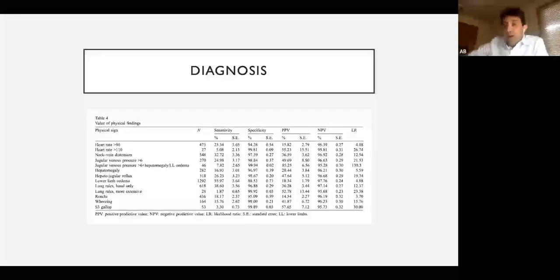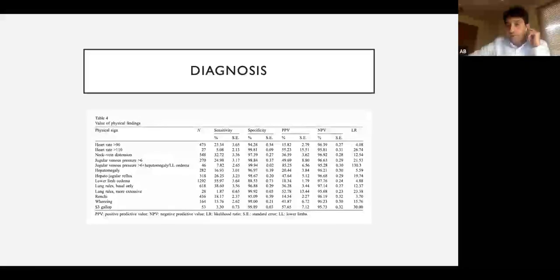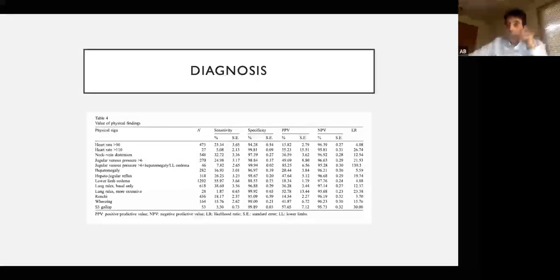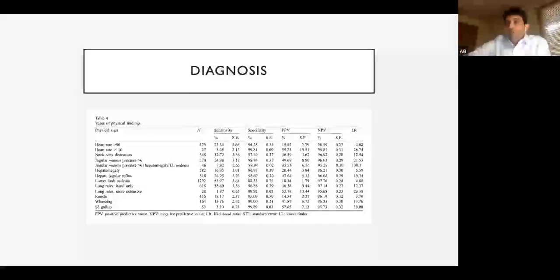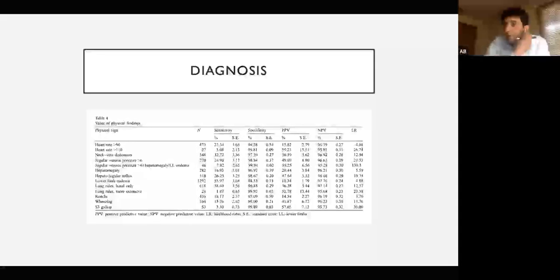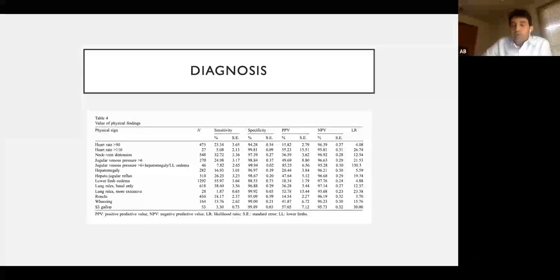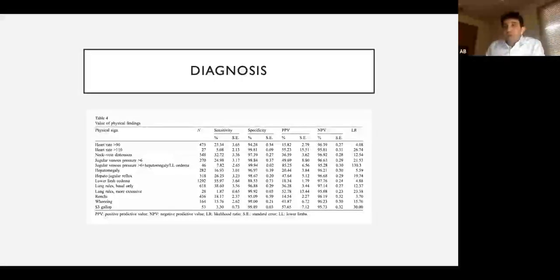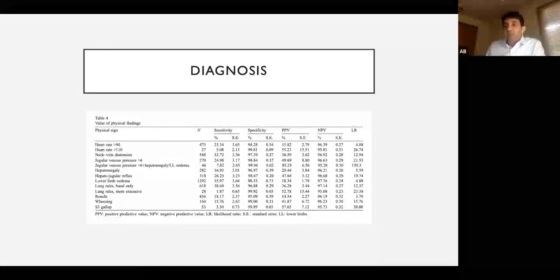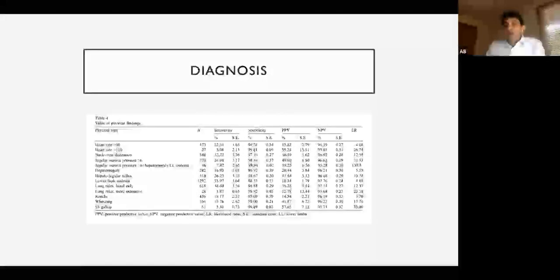So the bottom line, you just need a combination of physical signs, history, and down the road the echo. But before the echo, you should have the impression if they have heart failure from your history and clinical exam. And you really need to spend time. I don't know about those folks working in the emergency department, but spending 5 minutes with the patient, no.